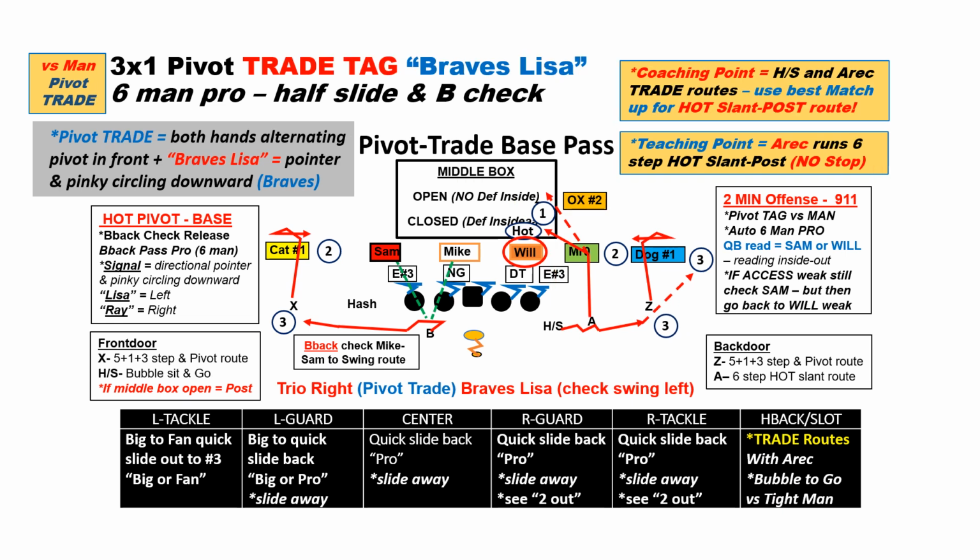Next, we can stack the system to just use our personnel better or different. We'll use what we call a pivot trade here. The A now will run the hot slant, and the H will run the bubble sit and go, trading routes. Read progression and keys are exactly the same for the quarterback, and we've got the pivot routes versus man with the X and the Z.